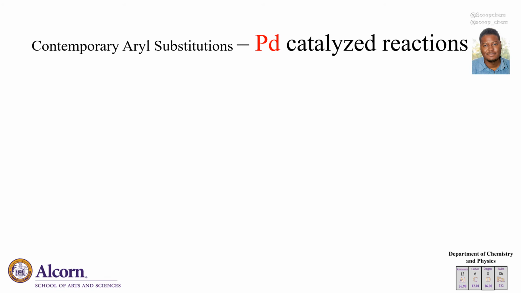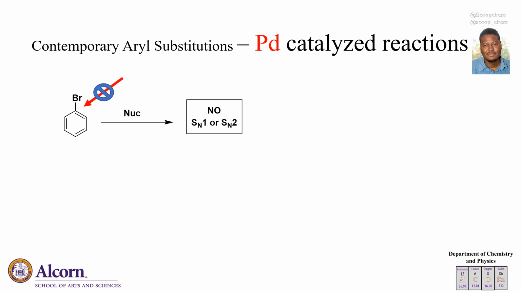Okay, so now let's take a look at the contemporary aryl substitutions, and typically these are palladium catalyzed reactions. Just for review, nucleophiles do not react at aryl halides as well as vinyl halides. They do not undergo the SN1 or SN2 reactions. All right, so you want to keep that in the back of your mind. However, organocuprates are a clever strategy around that. They will react with aryl and vinyl halides. So cuprates are a nice way to convert that halide into some type of R group.